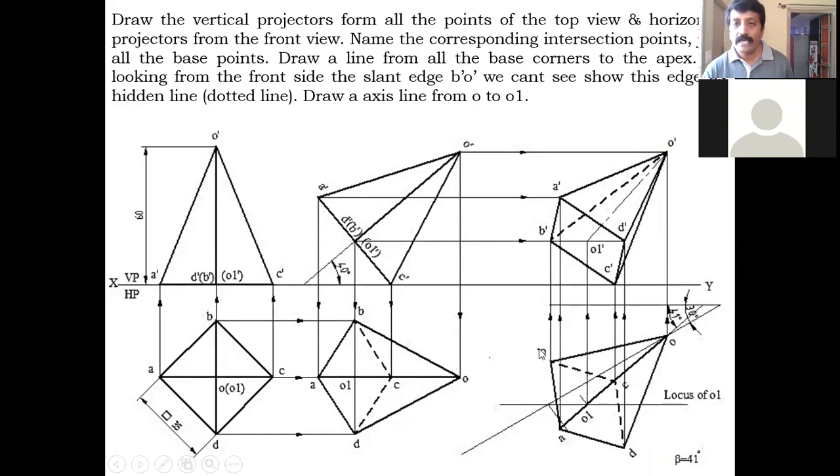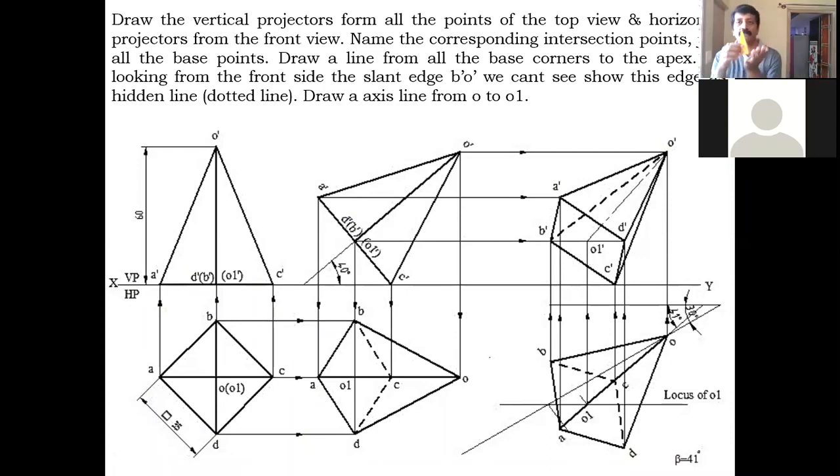What about B to O? Can you see this? You are looking from here, so this is behind you. So B to O you cannot see. That edge you can make a hidden edge. And O1 to O you can join with an axis line representation. So we are able to complete it.